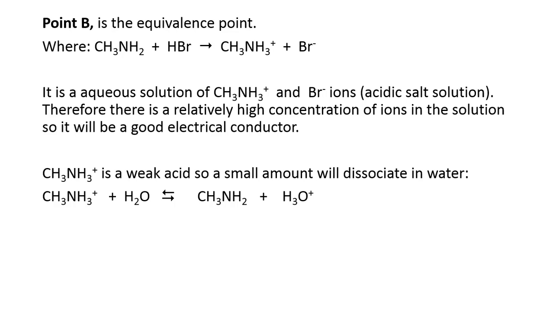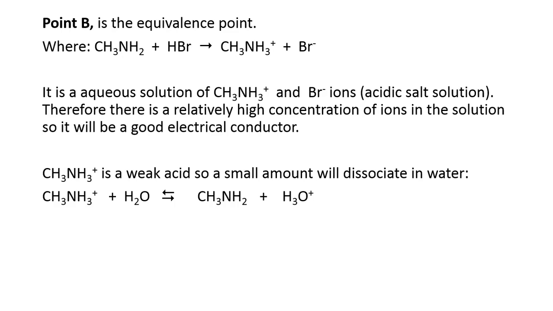CH3NH3+ is a weak acid, so a small amount of that is going to dissociate in water. So we just need to write an equation to show that we understand that, and that's going to form CH3NH2 and H3O+ ions. So because it's forming H3O+ ions, it's acidic.